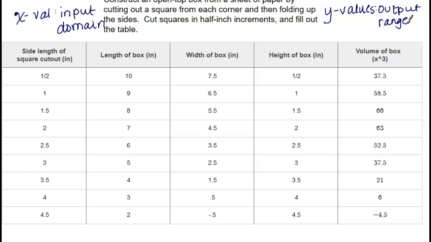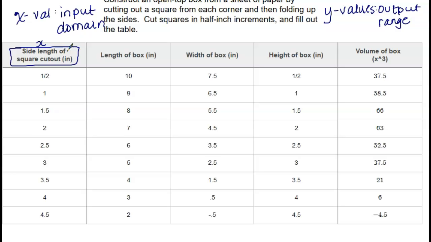So in this situation, we're looking at making a box, cutting corners out of a sheet of paper so that we can fold the sides up and make a little box out of it. The input in this case would be the side length of the square cutout. This is our x value. So when it's asking you what's the domain for this problem, it's asking you what size of square can we cut out? What makes sense for the size of the square that we can cut out?